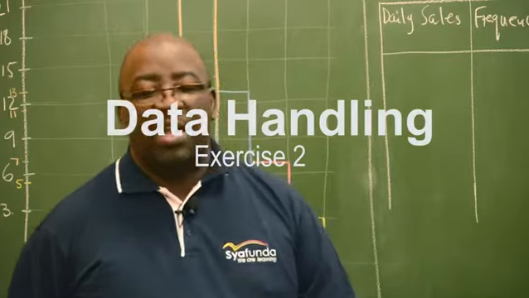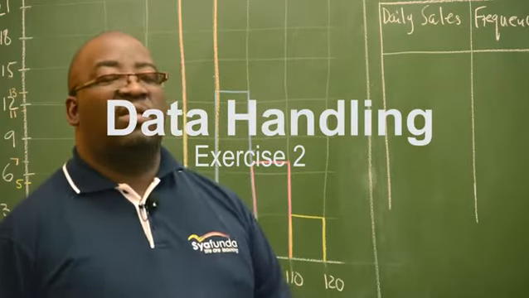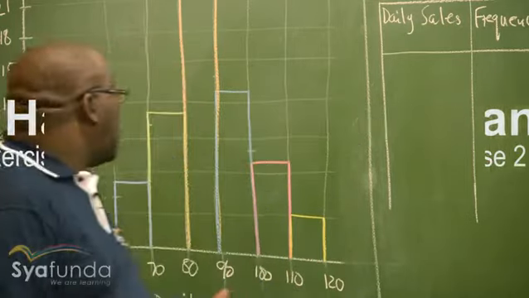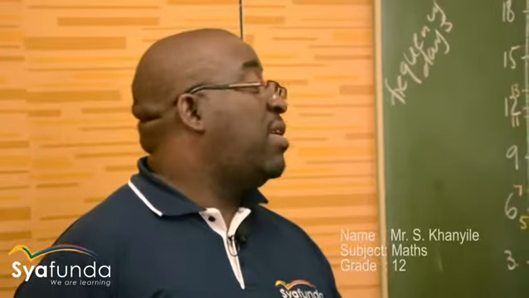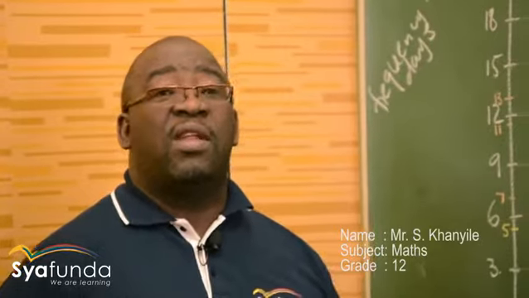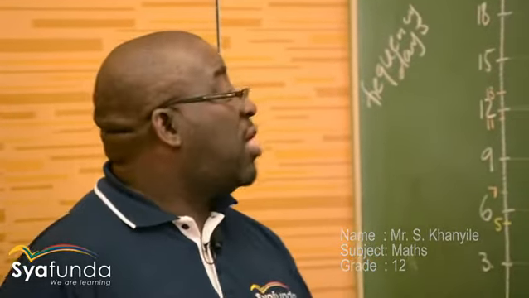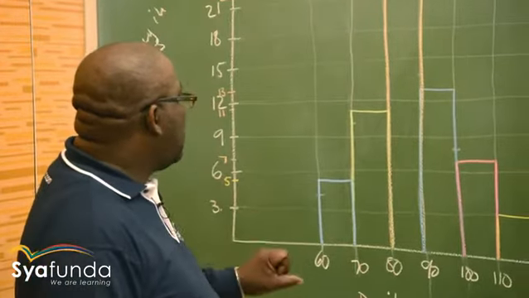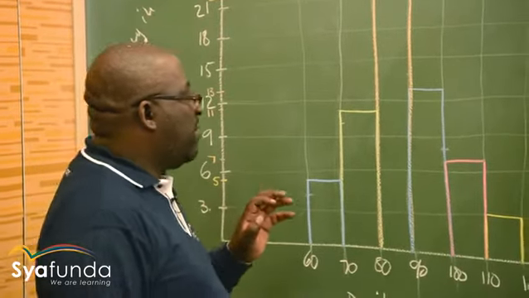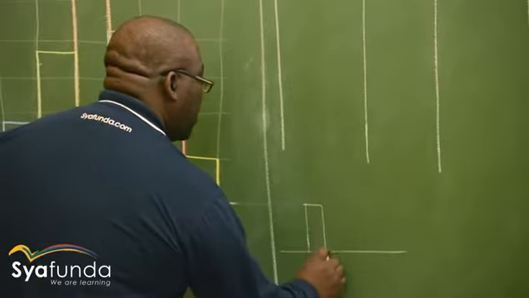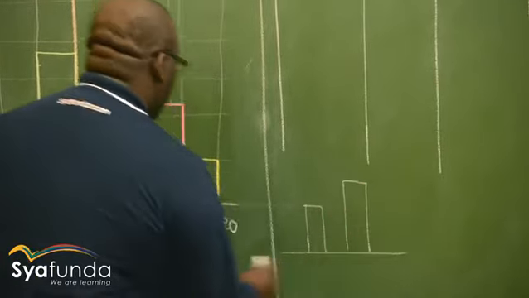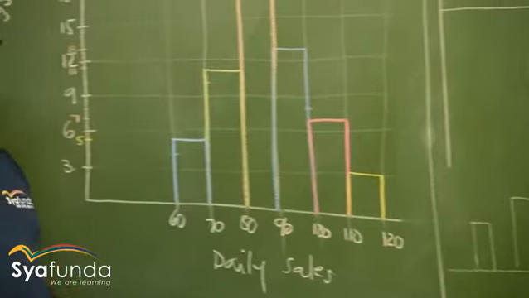Right, we also use a number of graphs in data handling and statistics. In this particular case, the graph that we're given here is called a histogram. We might be given a bar graph, or a pie chart. The difference between a histogram and a bar graph is that a bar graph will be a graph like this one, separated. But if it is clustered together, we refer to it as a histogram.